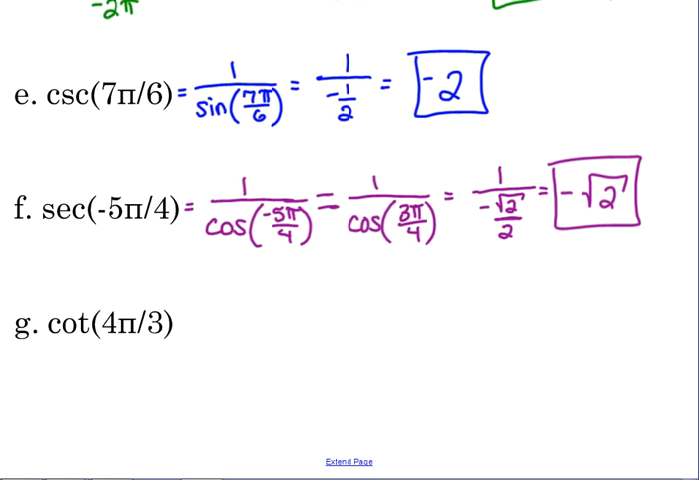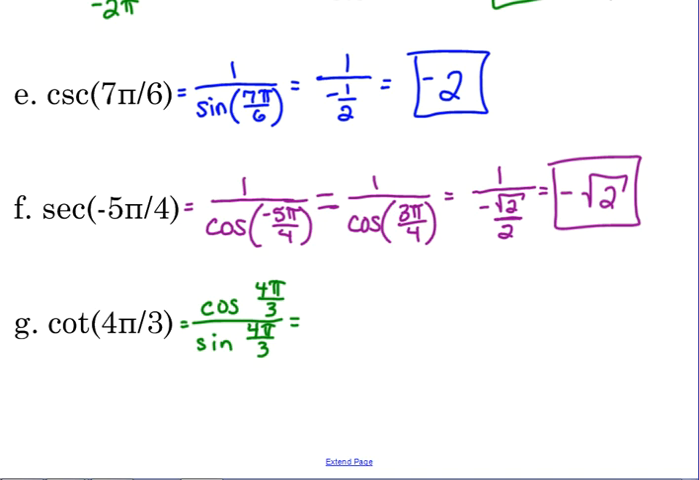Okay, last one here, cotangent of 4 pi over 3. Cotangent is the reciprocal of tangent, so it is cosine over sine. So 4 pi over 3.